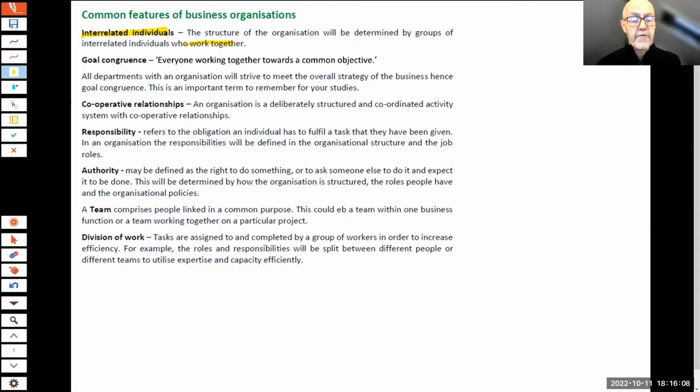This is a very favorite expression that AAT love. Hopefully everybody has the same objective in mind. You know, everybody in a business hopefully is thinking, what can I do today to help my business succeed and keep paying my wages tomorrow?